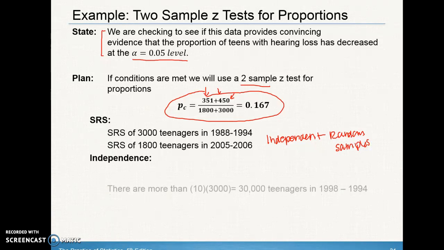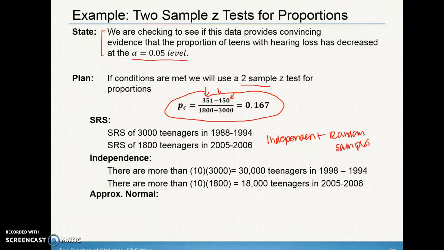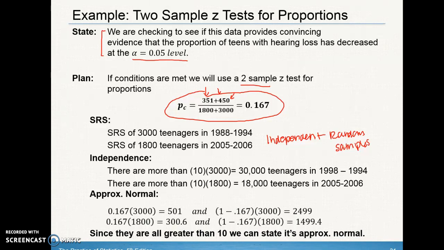Okay, your independence condition, make sure you do it for both conditions, and your approximately normal, you also have to do for both conditions. Okay, and notice that we're using the 0.167 and 1 minus 0.167 from your pool.